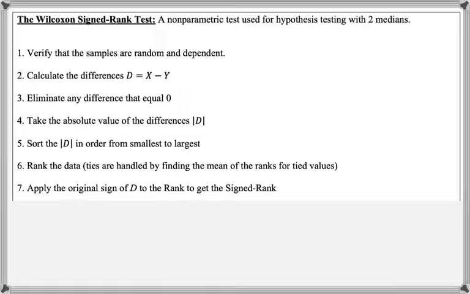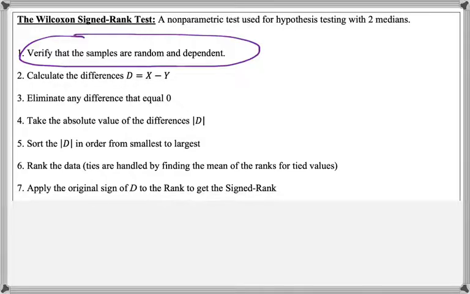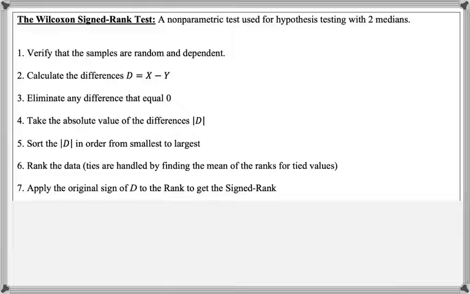This section is on the Wilcoxon signed rank test. This is a non-parametric test used for hypothesis testing with two medians. First, we verify that the samples are random and dependent. Then we calculate the differences by taking x minus y. And we eliminate any differences that equal 0.